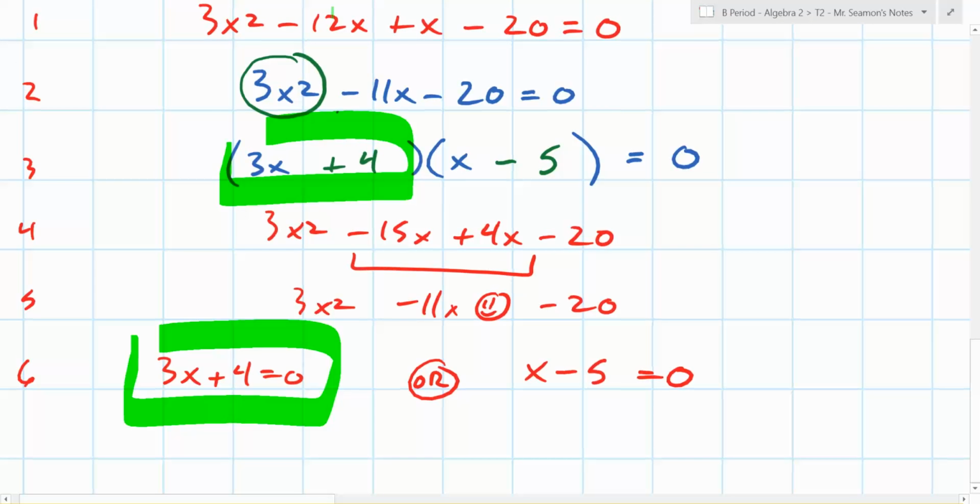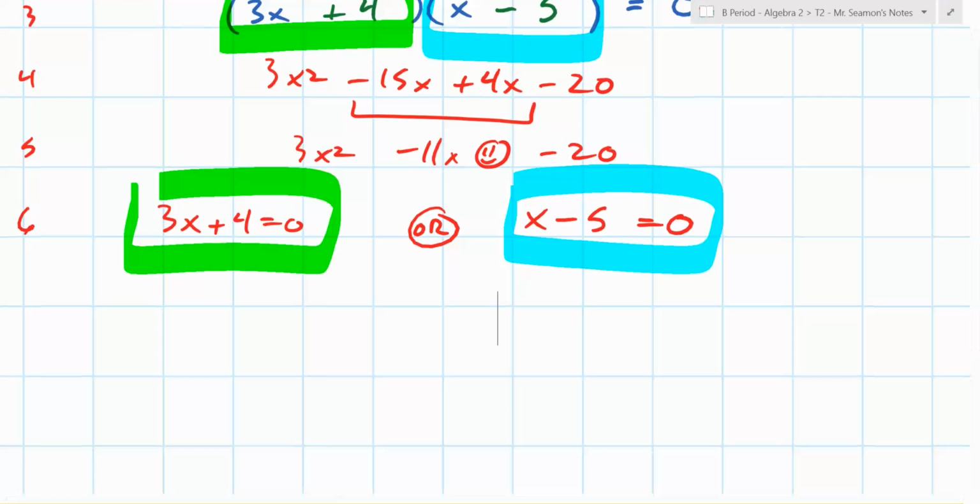No, we're not done yet. Those were just the or statements, not the answers. Now what do we do? Now we solve them.